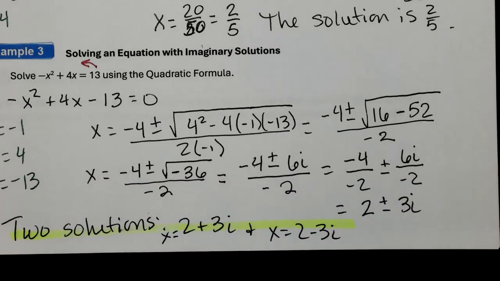So we found the solutions. All it means as far as the graph goes is that you won't see them actually cross the x-axis.